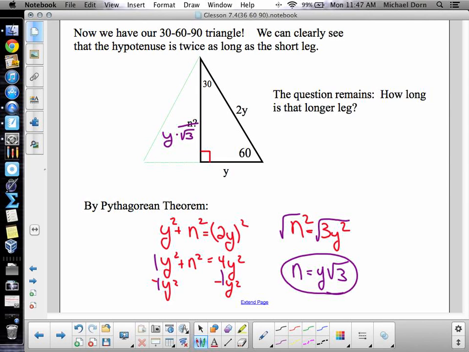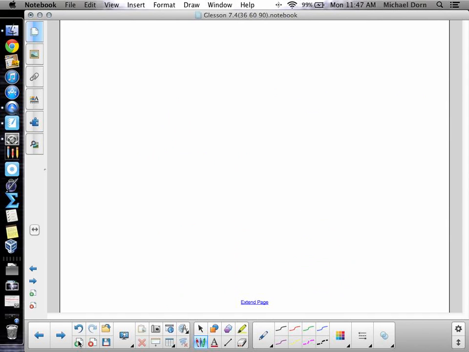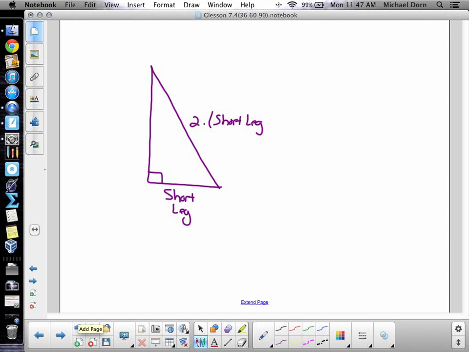So the 3 is actually the long leg, the square root, because it's square root of 3. 2y is the hypotenuse. But that is our triangle. Now, some people want to think of it, it's easy for, instead of variables, to think in terms of short leg, okay, this is 2 times the short leg for the hypotenuse, and this is short leg times the square root of 3.